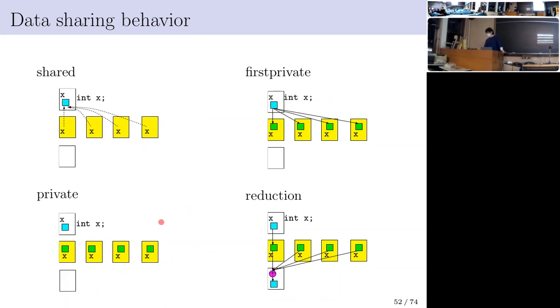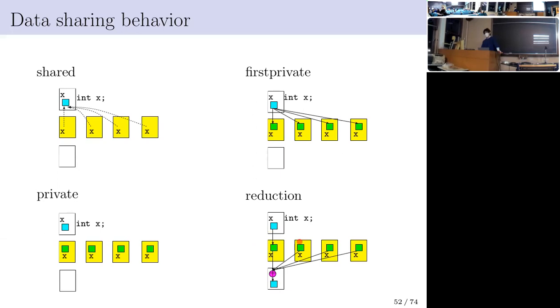Firstprivate is very similar to private, except that each of these copies is initialized by whatever you had at the beginning of the parallel region. So when you say X equals 5 outside the parallel pragma and then enter the parallel pragma, everybody has the same initial value of 5. But afterwards, there's no sharing among these copies.